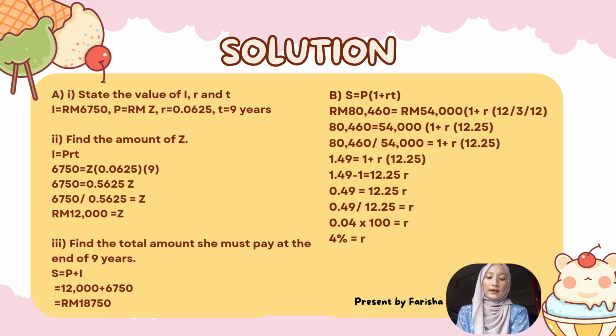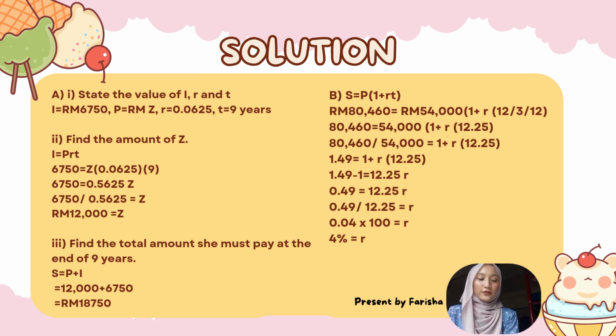So 80460 equals 54000 times (1 plus R times 12.25). Then 80460 divided by 54000 equals 1 plus R times 12.25. So 1.49 equals 1 plus R times 12.25.